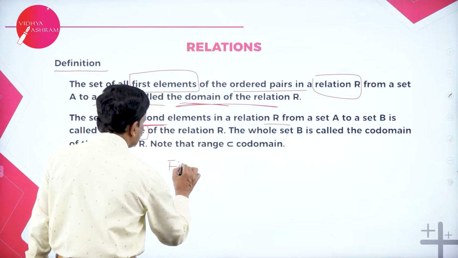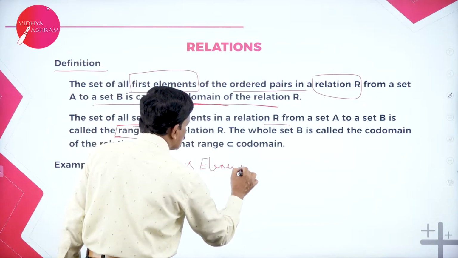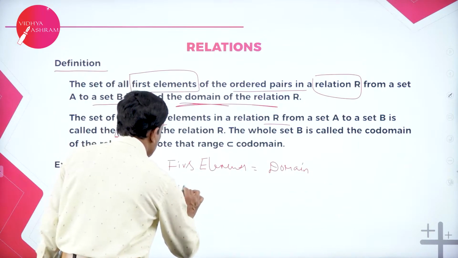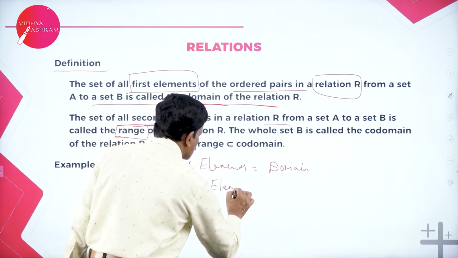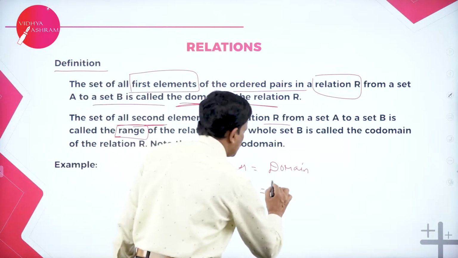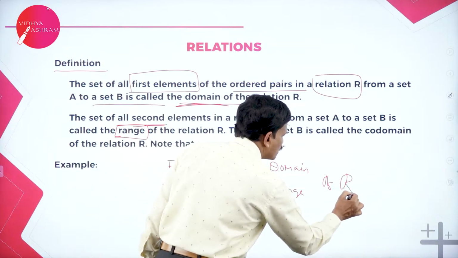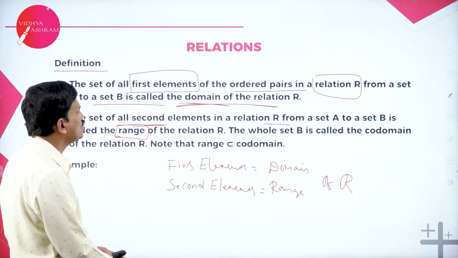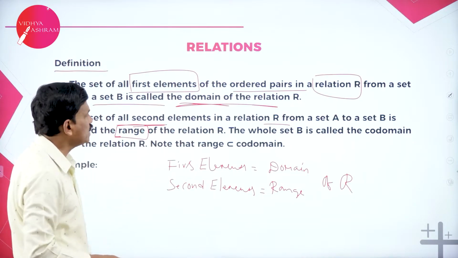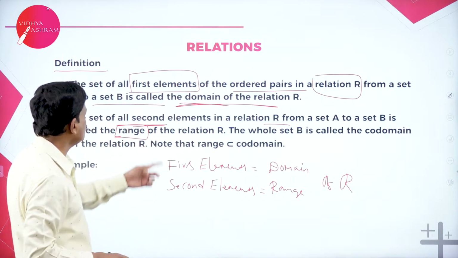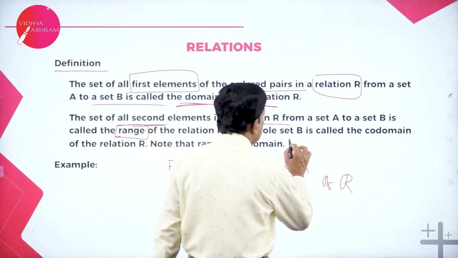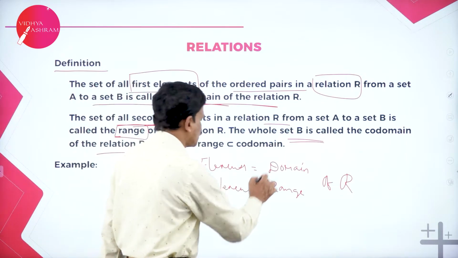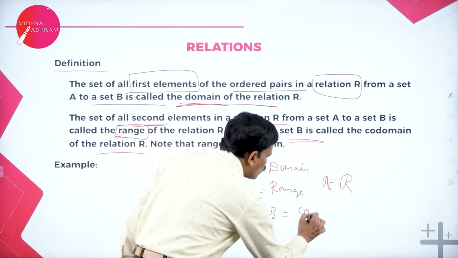So, the set of all first elements of the ordered pairs of the relation R is called the domain, and the set of all second elements of the relation R is called the range of the relation R. The whole set B, the entire set B, is called the codomain of the relation.